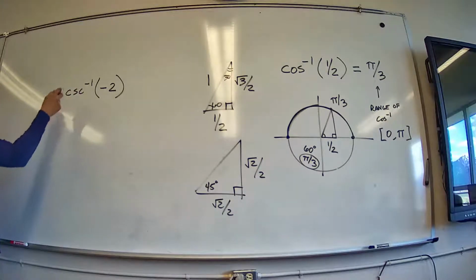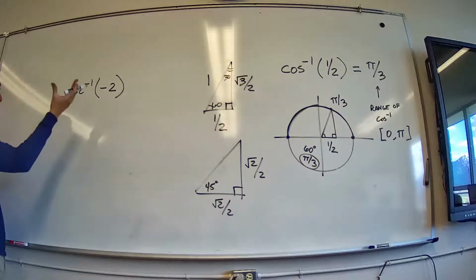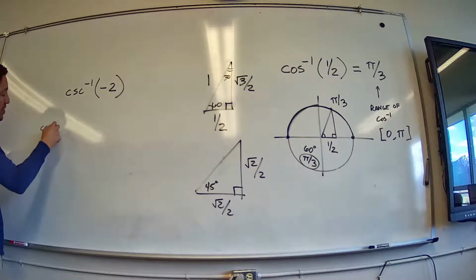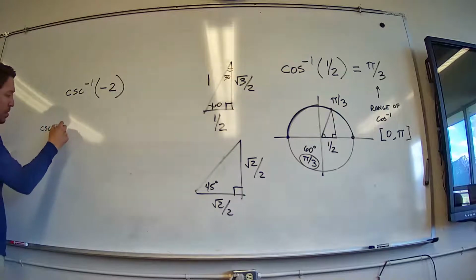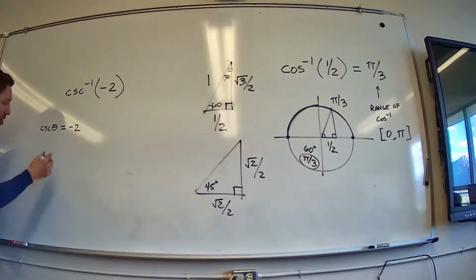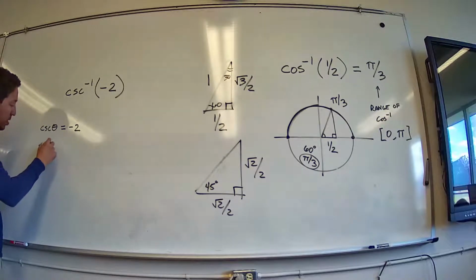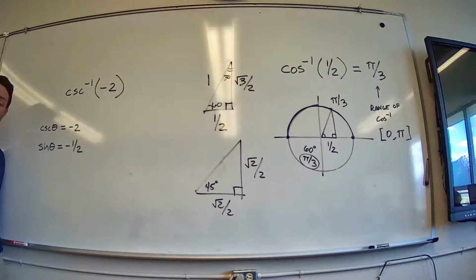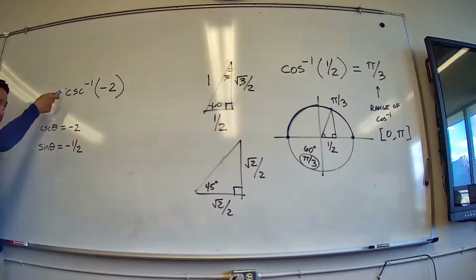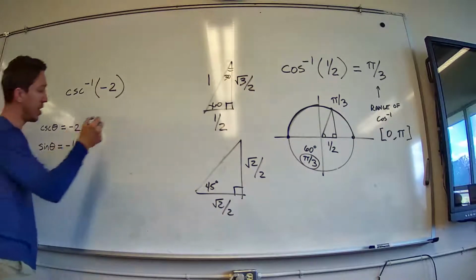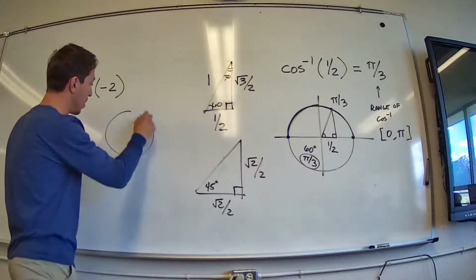So here, suppose I'm having a little bit of trouble getting situated. I'd say, well, what is it saying? This is saying that the cosecant of some angle is -2. And that's equivalent to saying that the sine of some angle is negative 1/2, the reciprocal, right? Do we all feel okay going from here to here and then from here to here? Okay.